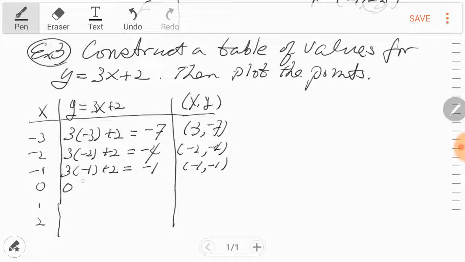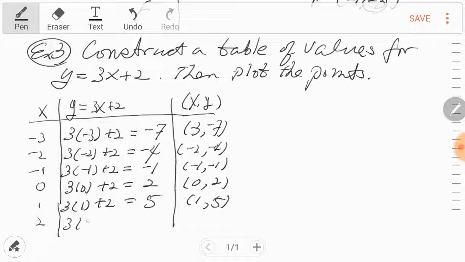Okay, if x equals 0, then 3 times 0 plus 2 is equal to 2. So when x equals 0, y is 2. Let's try 2 more. x equals 1: 3 plus 2 is 5. Okay, the last one, x equals 2: 6 plus 2 is 8. So when x equals 2, y is 8. So we have 6 ordered pairs.